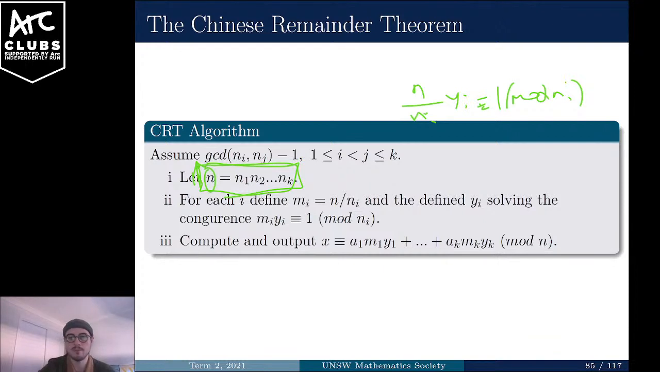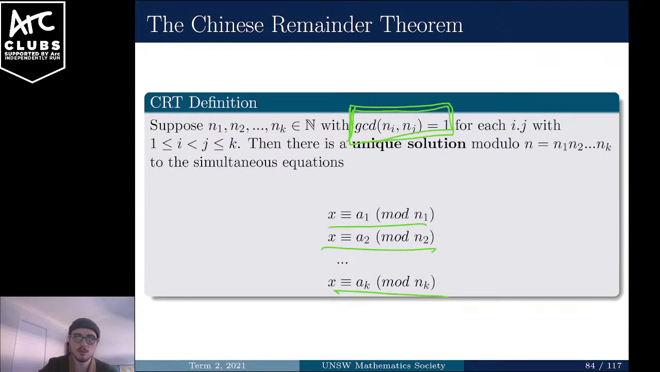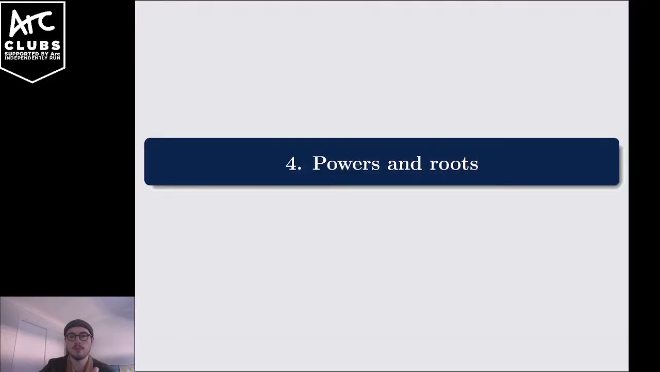Cool. I think that's all the really important things to cover. This is a big consideration when you're doing Chinese remainder theorem questions. Make sure you remember that they all have to be coprime. Cool. All right. Powers and roots. Okay, great.